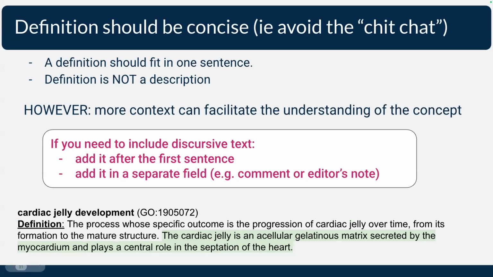However, this is fine, but if you're going to add some more text, then make sure you add it after the first sentence. So the first sentence should be the definition. After the definition, you can add additional information that makes sense, that could help. Also, adding it in a separate field, like a comment or an editor's note, is something that you can also think about, because the definition is the definition. Anything else should not be in the definition, because how big do you want your definition to be?